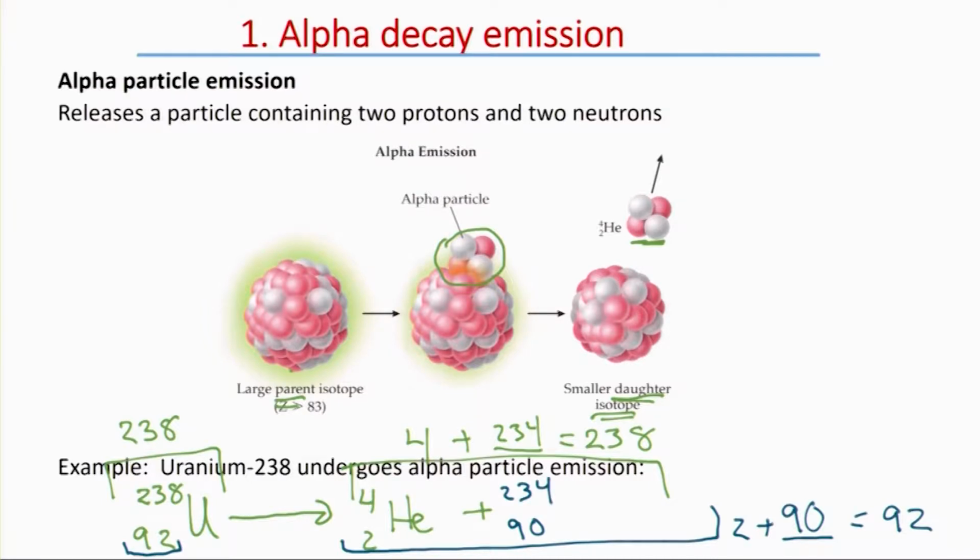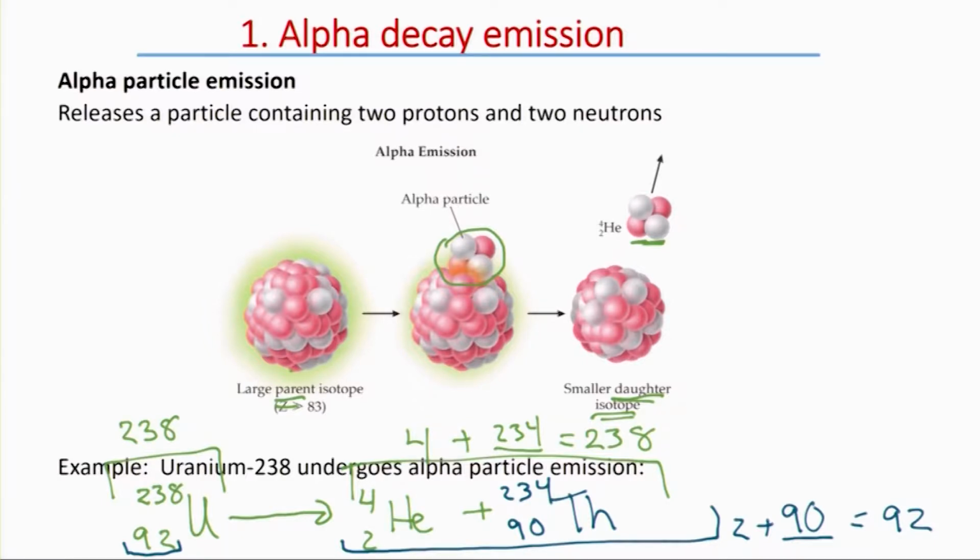Now that we have these numbers, go back to your periodic table and tell me what atom this is. You're looking up which one has an atomic number of 90, and you see that it has the symbol Th for thorium. So this is how it goes. You're told what type of particle or decay it is. This one was alpha.